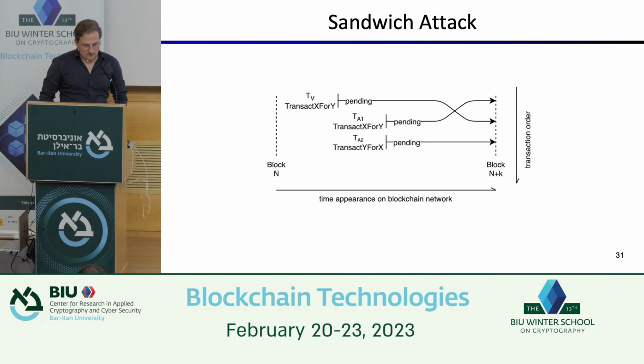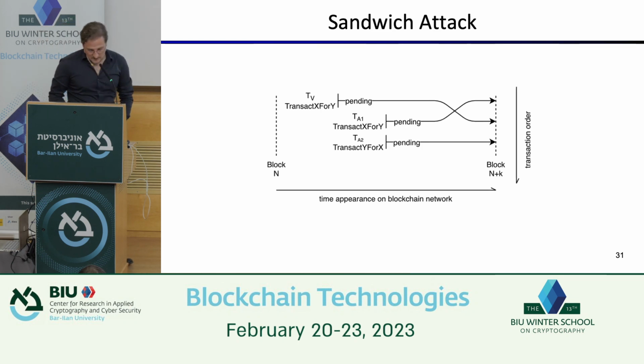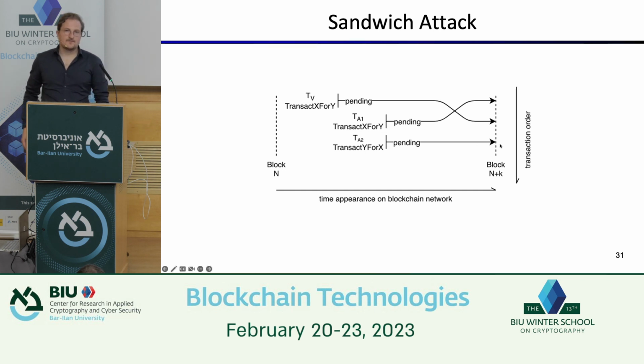Okay, cool. So another schema to visualize how this would work: you have a blockchain state N, and later you have a blockchain state K, and there is some time progression on the blockchain network, and you have this pending transaction that gets sandwiched within these adversary transactions.